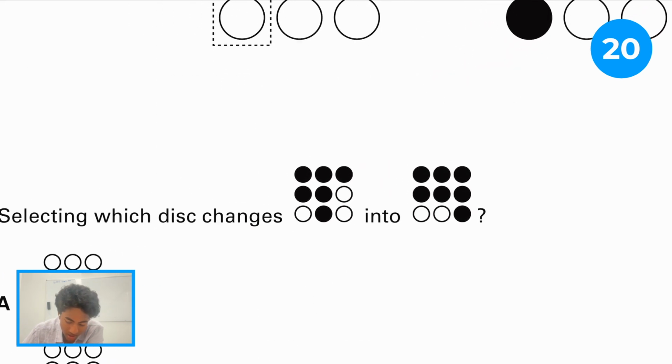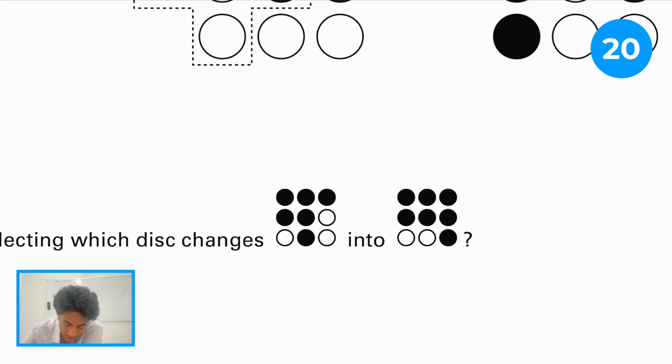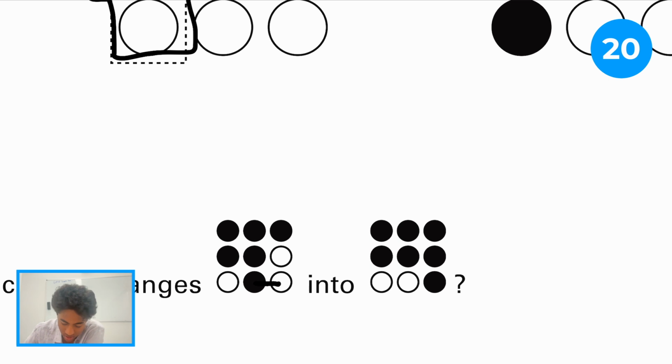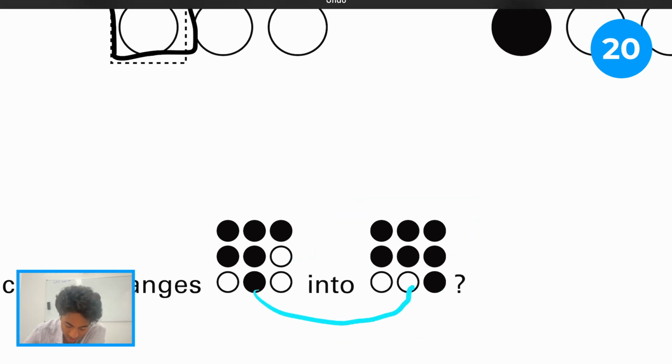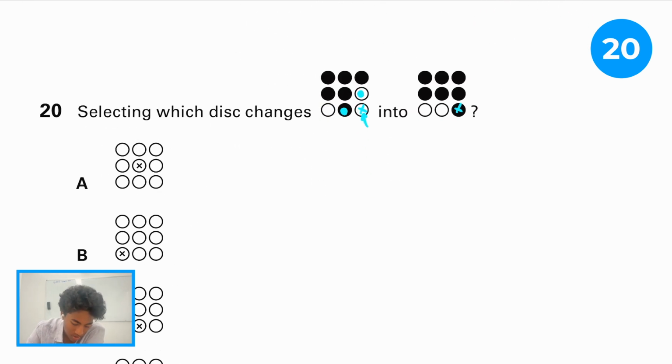Which disc changes these to these? Let's think. Which colors are changing? These two colors changed, and then this color changed. And remember how when it's X, it does this in any shape around it, right? In order for these 3 colors to be the ones that change, because they did, see how black became white, white became black, and white became black here. This means this has to be our X. Because if this was our X, this would change color, this would change color, and the X itself would change color. So that means our answer is the one with X in the bottom right, so D.